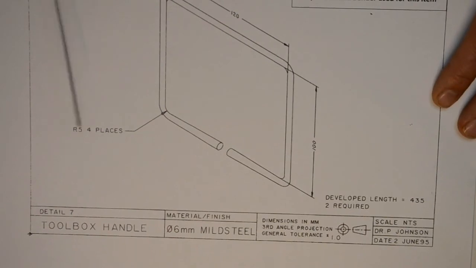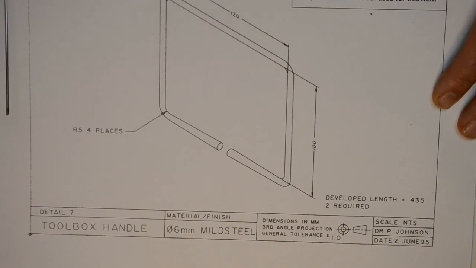It has a leader here that says R5 4 places. So if you remember when we spoke about radius before, R5 specifies that it is a 5 millimeter radius. So that's exactly what these should measure in here. And the machine is actually set up to produce those for you, so you can't really change those.